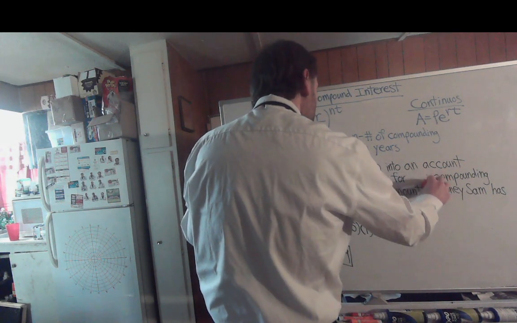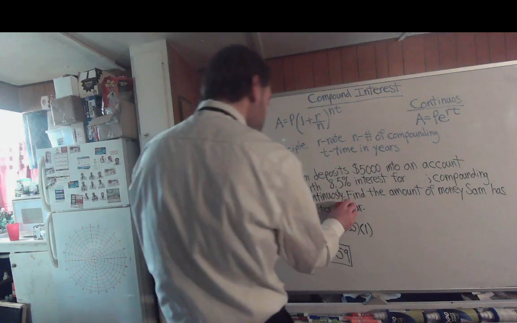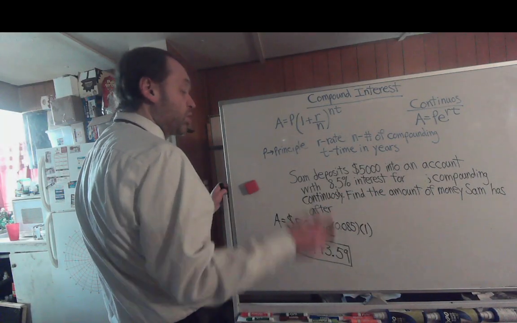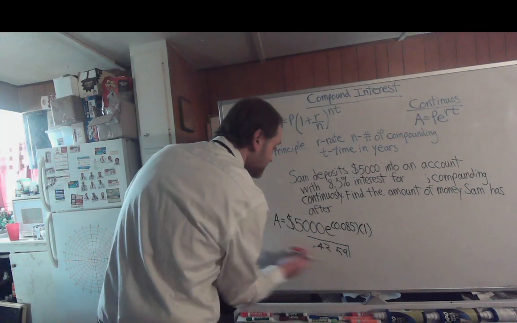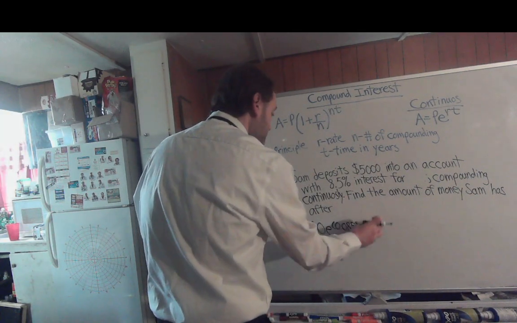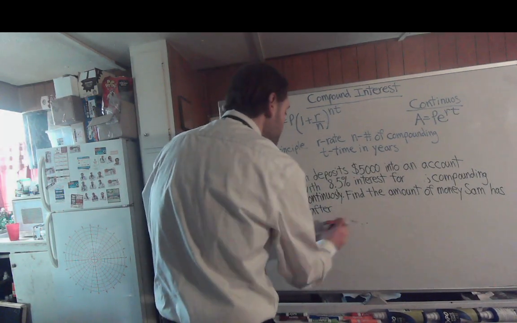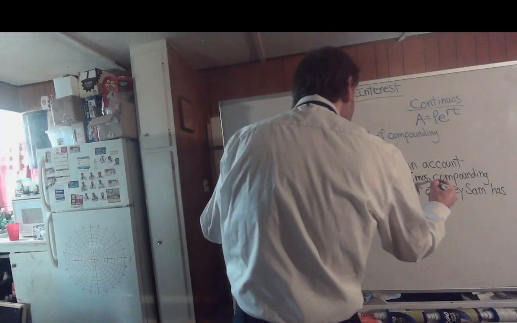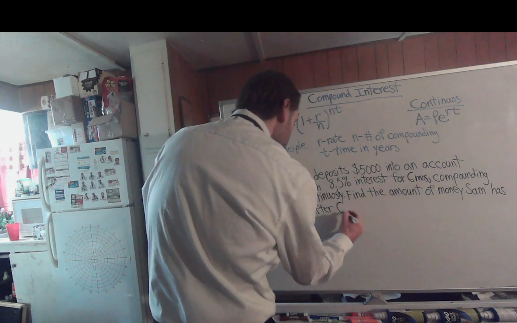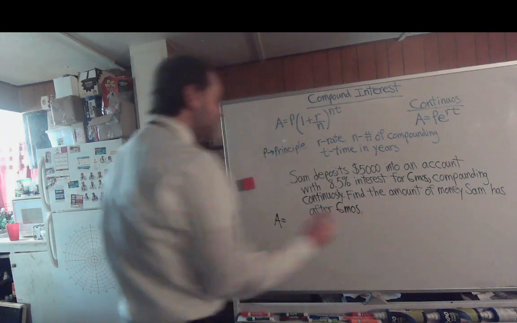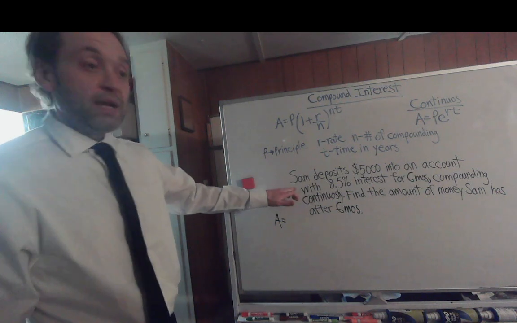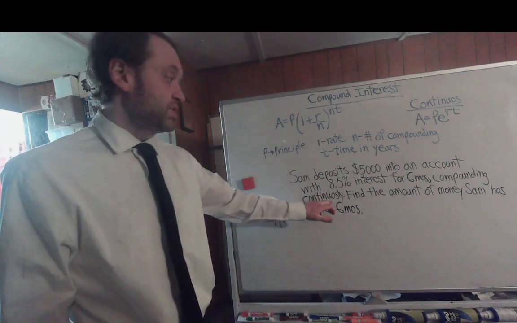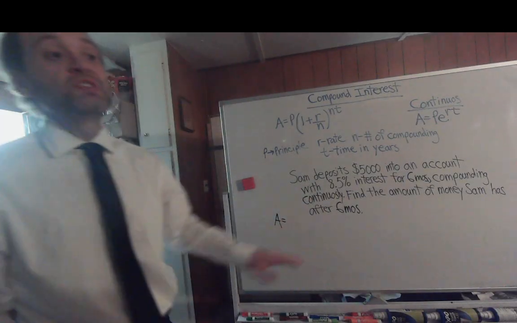Now, this time, we're going to say it compounds continuously. He's only going to leave his money in there 6 months. So let's leave the money in there for 6 months and let it compound continuously. Sam deposits $5,000 into an account with 8.5% interest compounding for 6 months. Compounding continuously. Find the amount of money Sam has after 6 months.